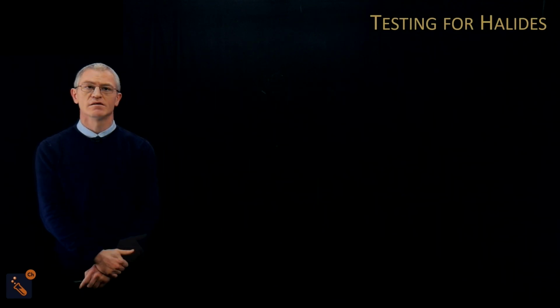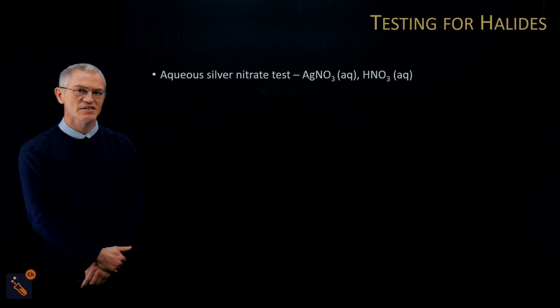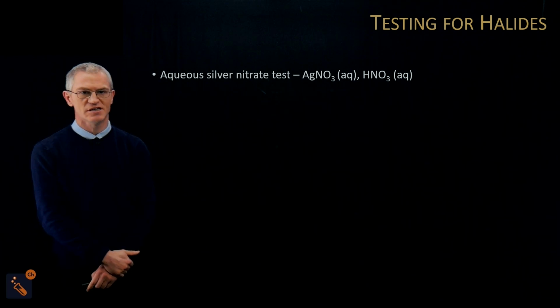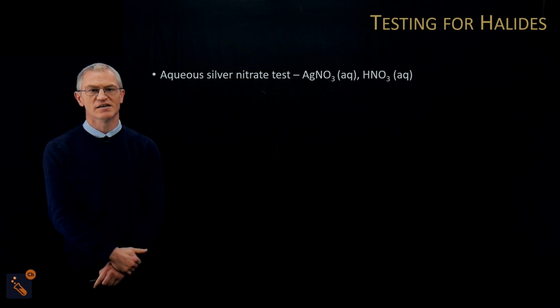Now we're going to look at testing for halides. Halides are the ions, so for example looking in sodium chloride, sodium bromide or sodium iodide. So you're looking for those ions in ionic compounds. As at GCSE, it is an aqueous silver nitrate test, and you use silver nitrate and nitric acid to determine what the halide is.